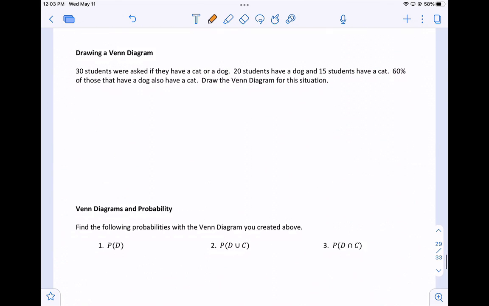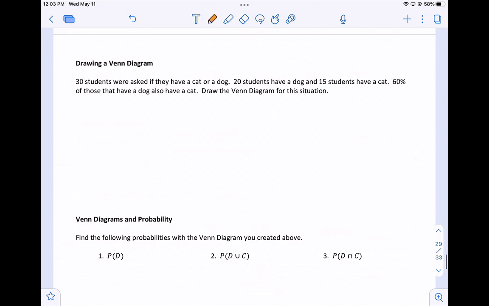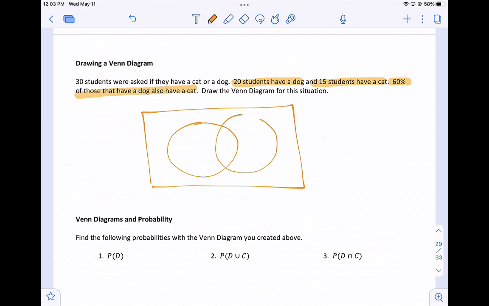Okay, and lastly, drawing a Venn diagram. 30 students were asked if they have a cat or a dog. 20 have a dog, 15 have a cat, 60% of those that have a cat also have a dog. Draw the Venn diagram. So you do have some overlap. They're not mutually exclusive. So let's make an overlap here. Let's do cats, let's do dogs, and start in the middle. You always have to start in the middle.